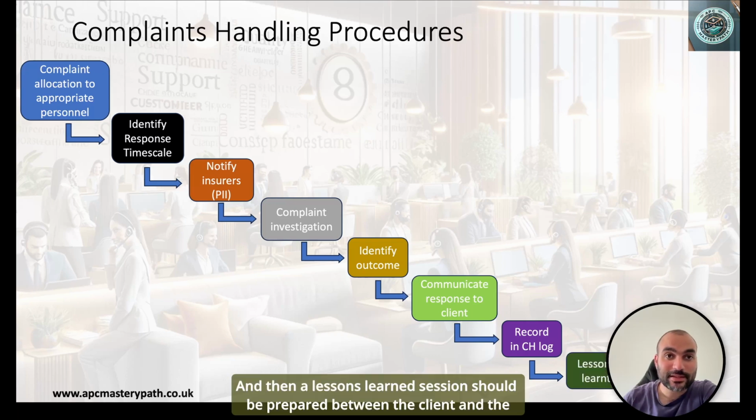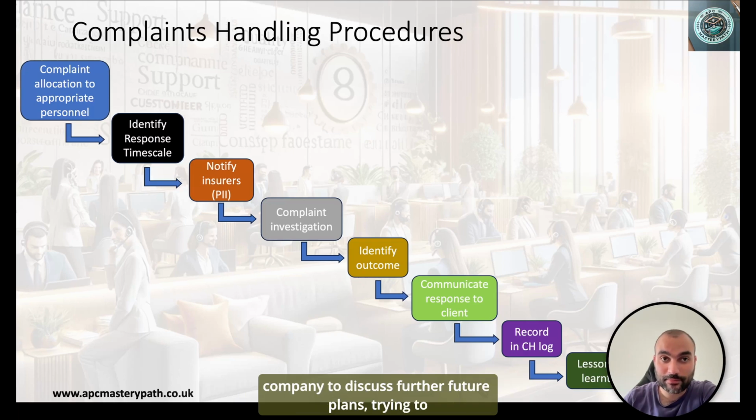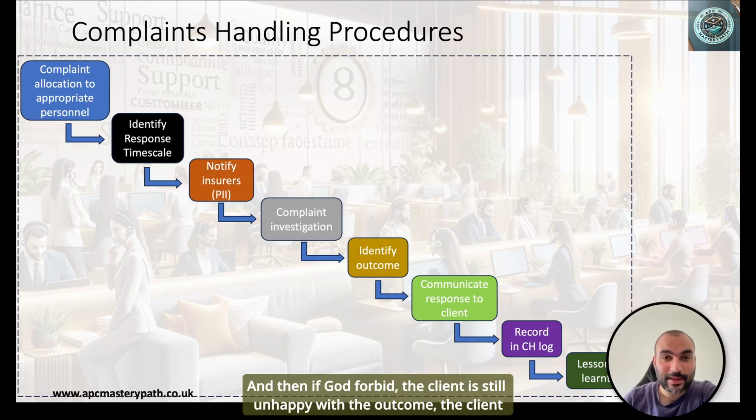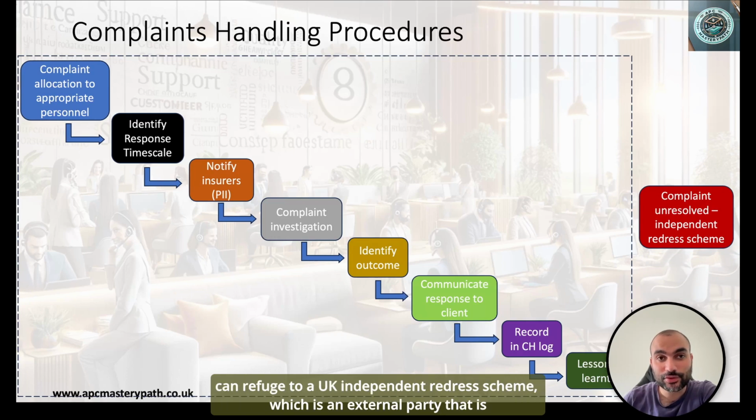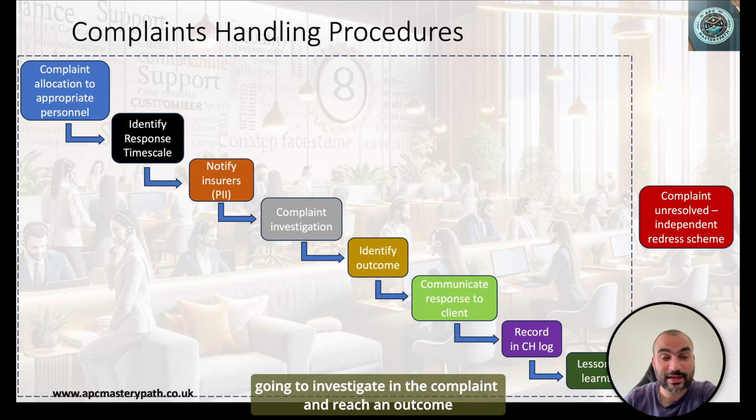And then a lessons learned session should be prepared between the client and the company to discuss further future plans, trying to avoid something like this from ever happening again. And then if God forbid the client is still unhappy with the outcome, the client can refer to the UK Independent Redress Scheme, which is an external party that is going to investigate the complaint and reach an outcome which should be binding to parties involved in that conflict.